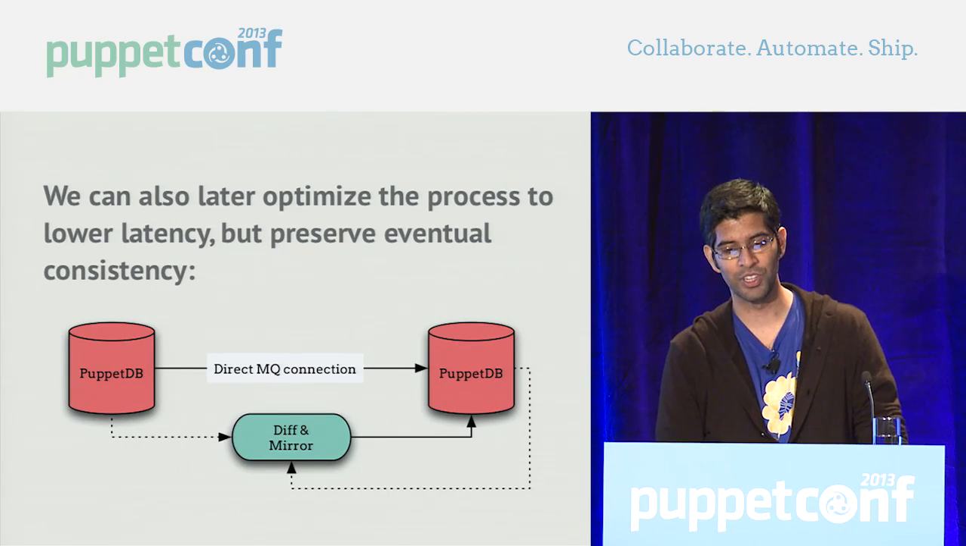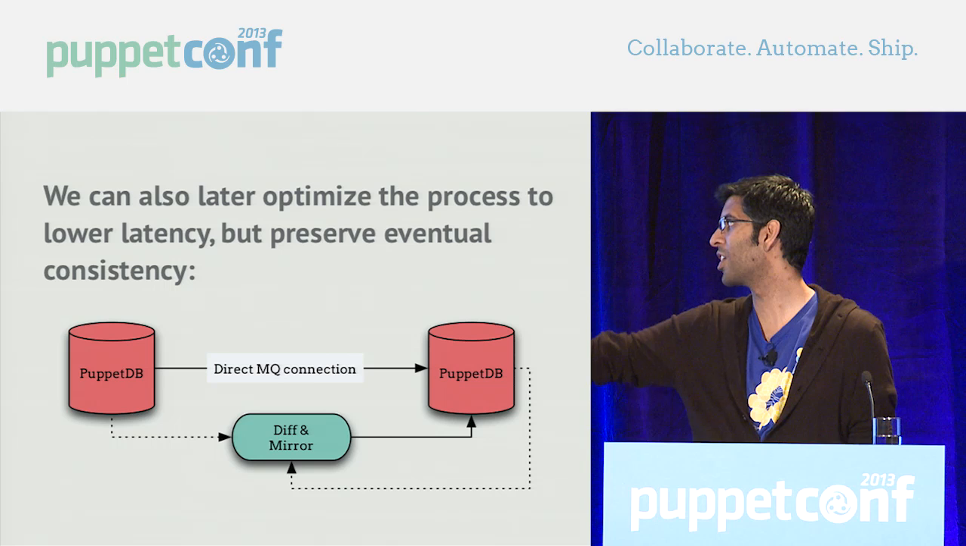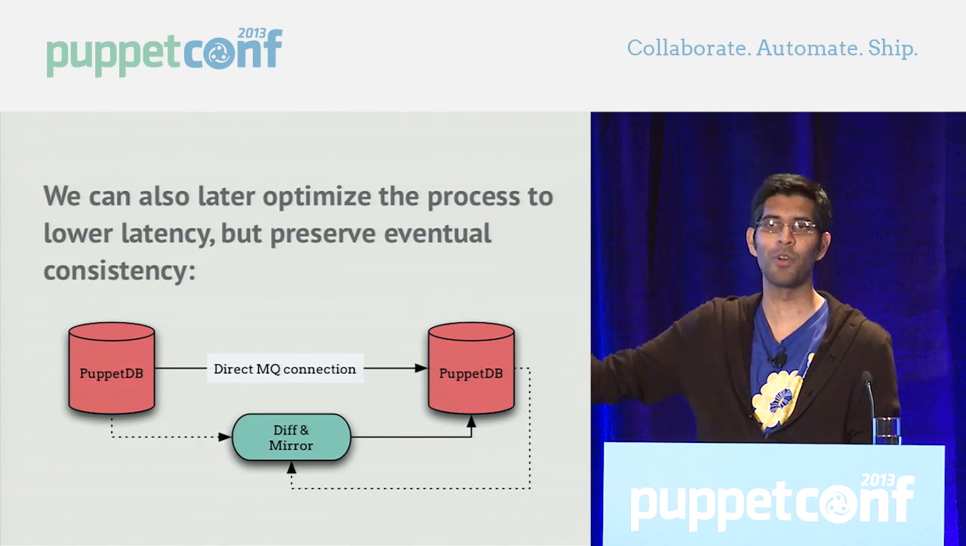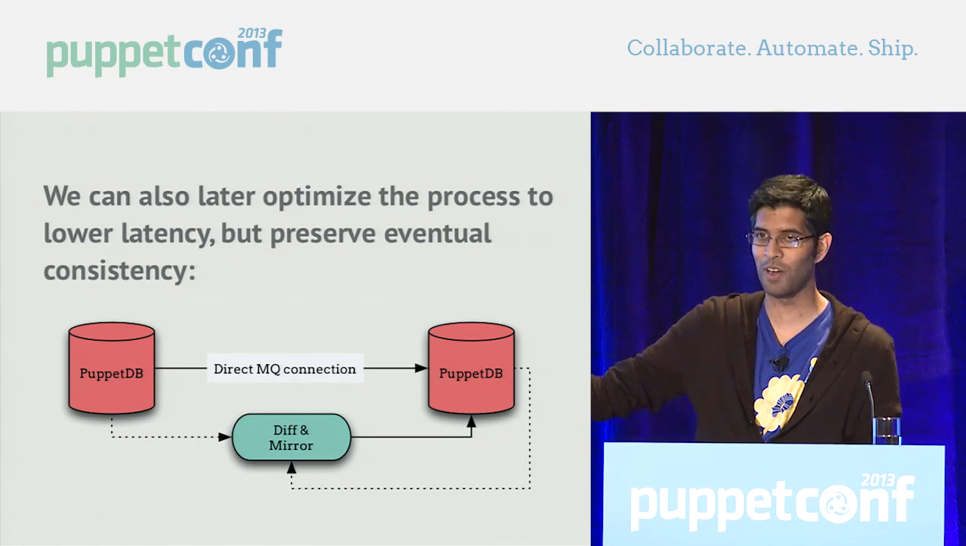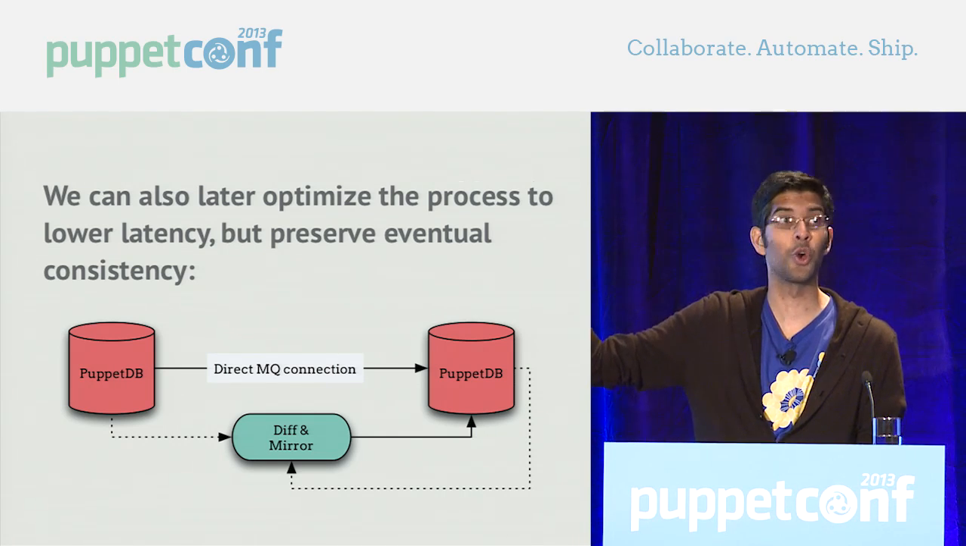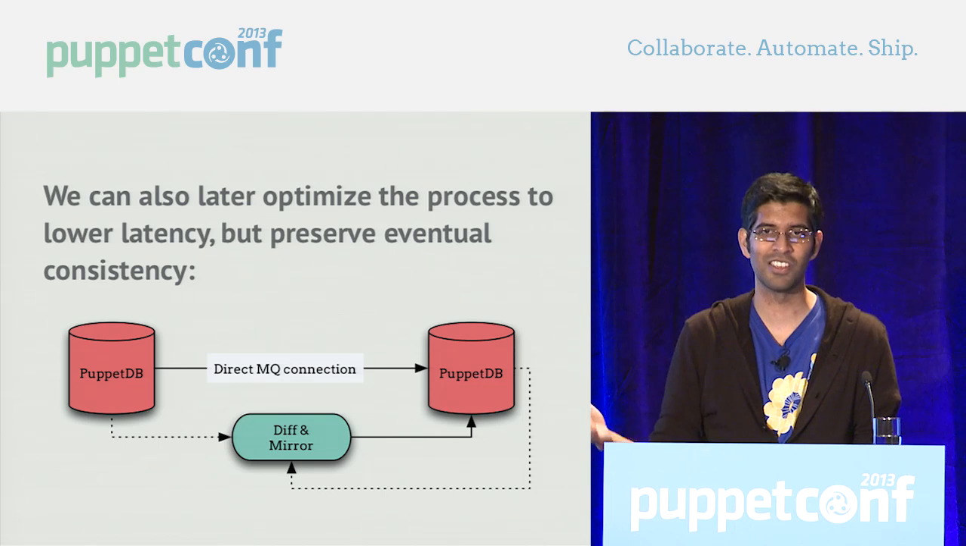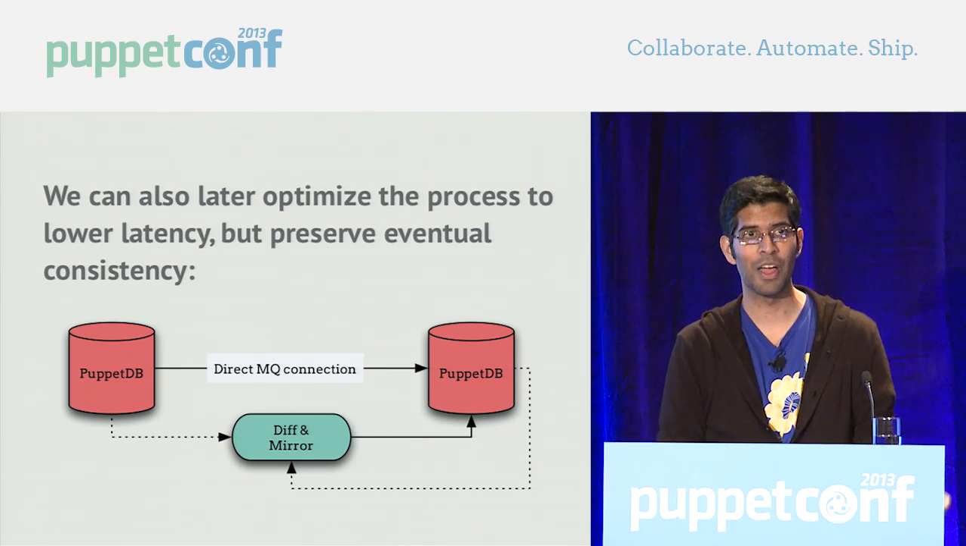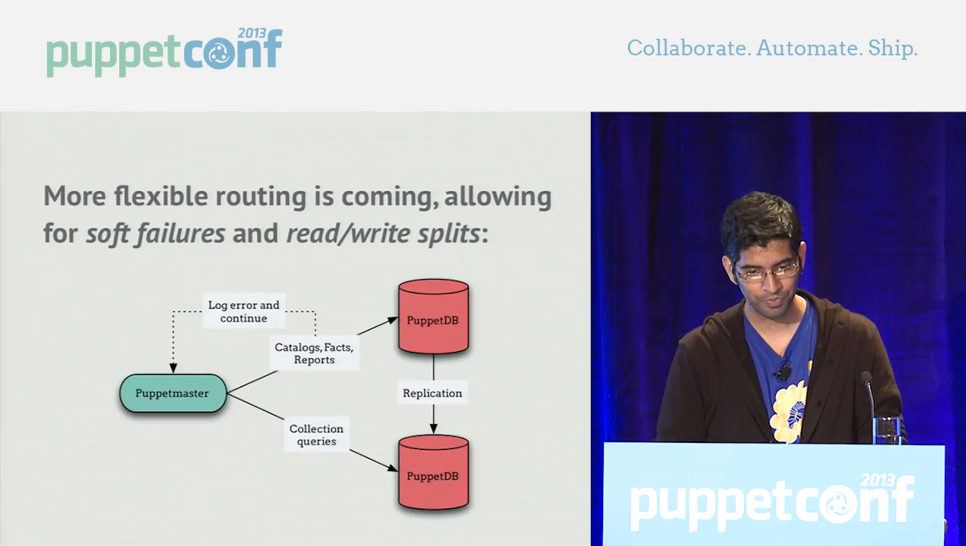And of course, later on, if we really need to, we can optimize this by putting in, instead of an asynchronous diff and mirroring setup that runs out of cron, or it's a persistent daemon or whatever that wakes up and runs when it needs to, because we have those embedded MQs, we can actually just hook them up directly over TCP protected with SSL, something like TLS protocol. And that way, we reduce the latency to basically nothing.